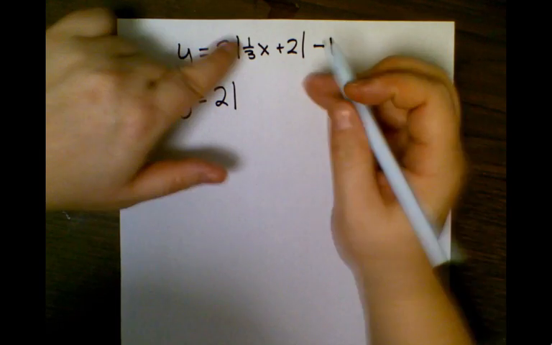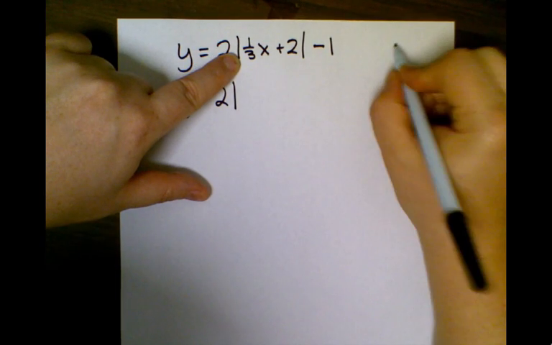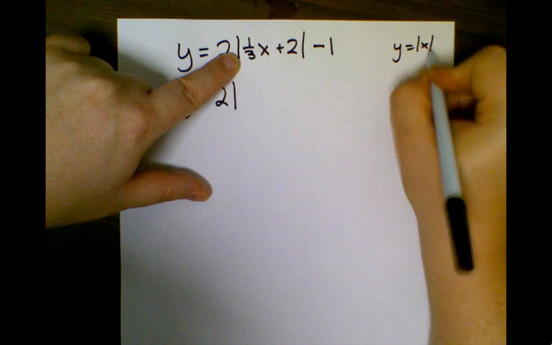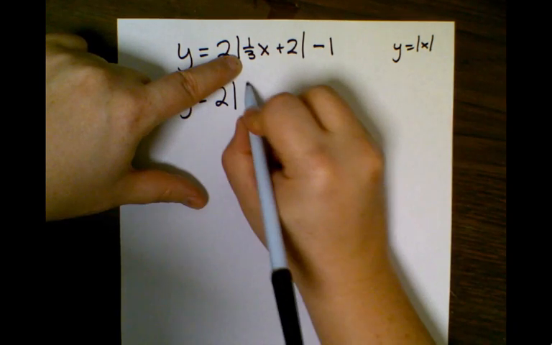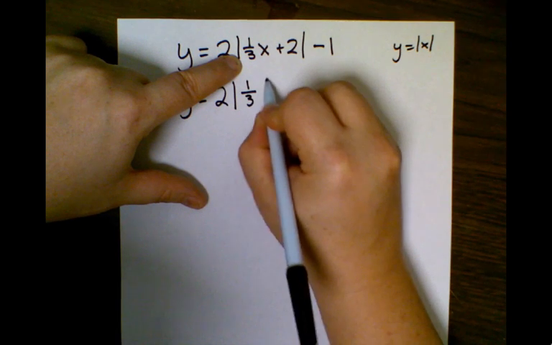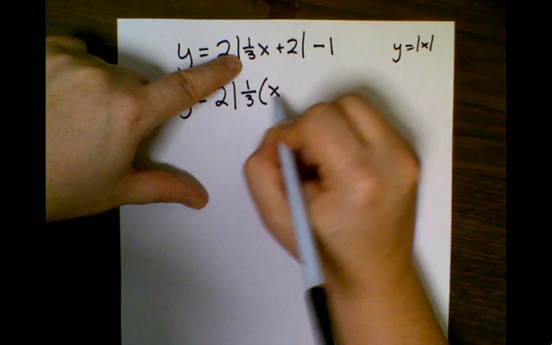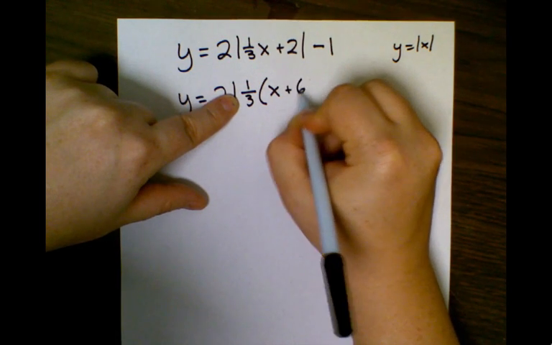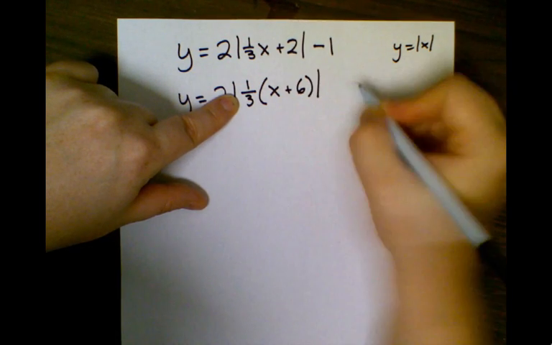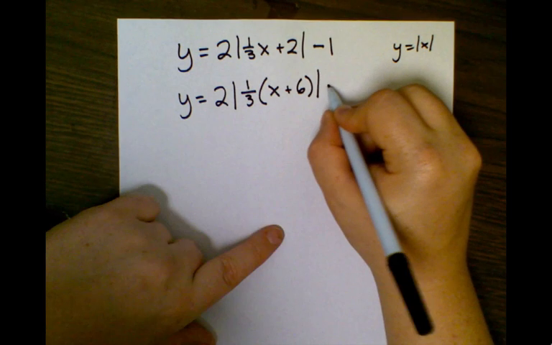Now, within my function, the absolute value of x is my parent function, so within this absolute value, I'm going to factor out 1/3. So I have 1/3 times x, and 1/3 times 6 is 2, minus 1.